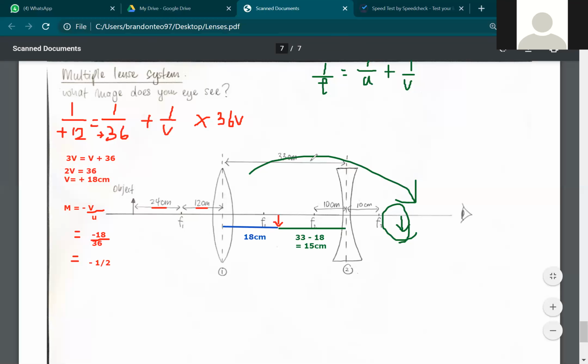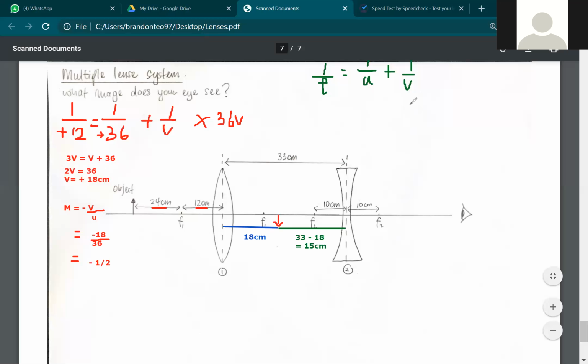So if it forms somewhere between here, in this space, then you still do it as usual. The object distance is going to be positive. Now, let's continue. Let me erase this. So now we continue our calculation.